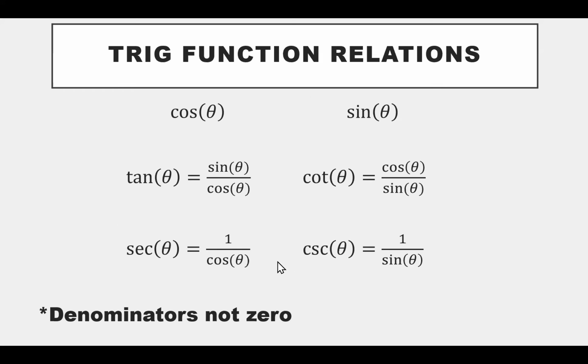Now, instead of using x's and y's, since we've already established that x is the cosine of theta and y is the sine of theta, most times trig functions are written in terms of their relation to cosine and sine. Tangent of theta is usually written as sine of theta over cosine of theta. Cotangent is cosine over sine. Secant is 1 over cosine. And cosecant of theta is 1 over sine of theta. Once again, these exist so long as the denominators are not 0.